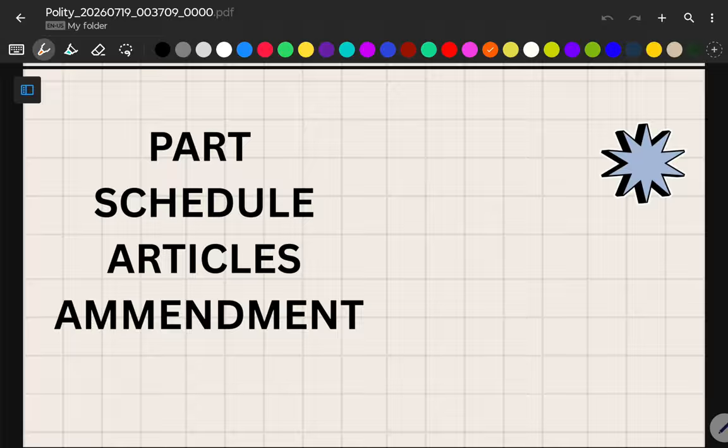So what are articles? Articles are like specific rules. For example, in the mensuration topic, in the square topic, there is a certain set of rules which we use for square. So those are called articles, those specific rules. So part is nothing but the chapters. Schedule is nothing but the extra information at the end of the chapter. Then articles are like the specific rules.